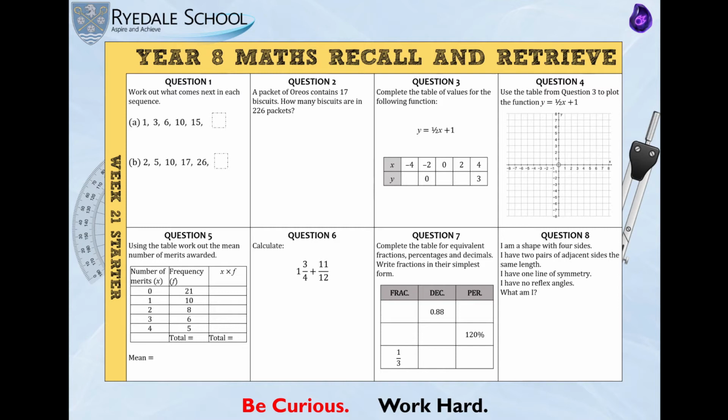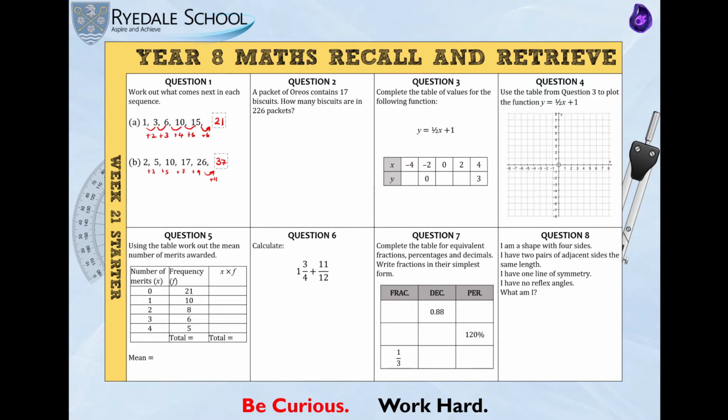Question number 1 says work out what comes next in each of these sequences, and the way that you should be doing this is by exploring differences. So I can see from 1 to 3 is +2, from 3 to 6 is +3, then we've got +4, +5, so it must be +6 and 21. Let's look at the next one. It is +3, +5, +7, +9. So we would need to +11 and get the answer of 37.